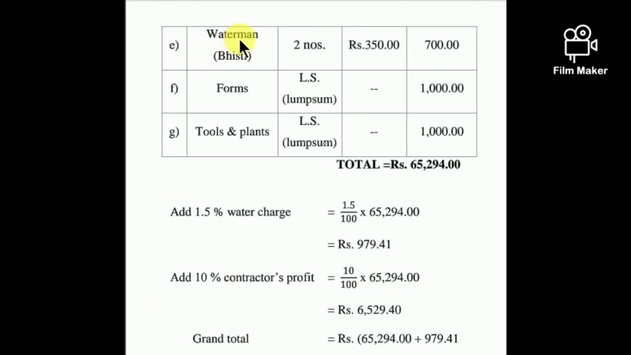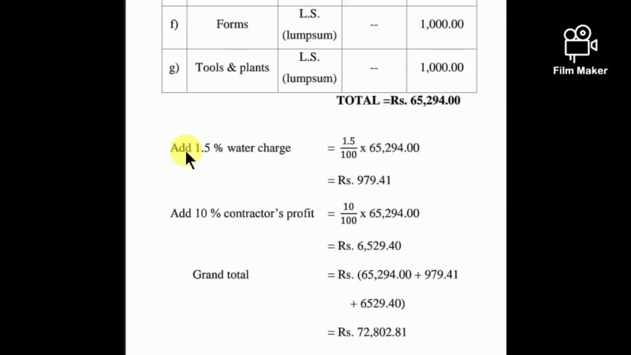Then next we require the waterman, which is known as BST, 2 numbers. The rate is this, so this into this will get 700. Then for forms and tools and plants we take these as lump sum. So we'll take the amount as 1000 for each. So adding all the amount, we'll get the total amount as rupees 65,294.